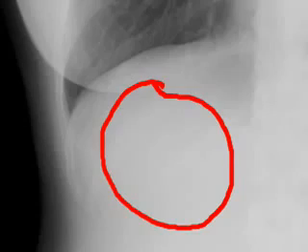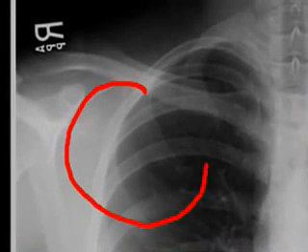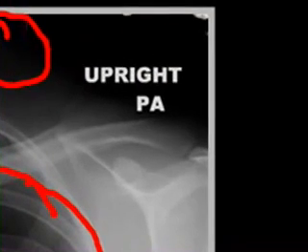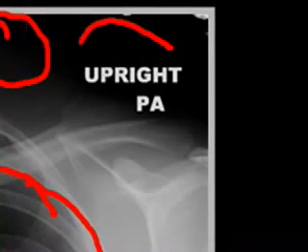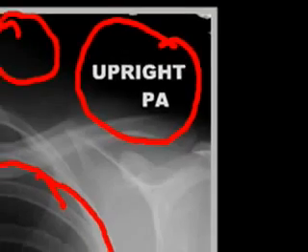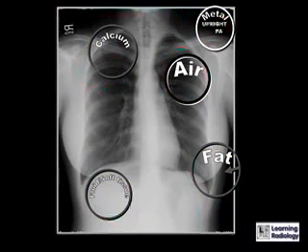We see bone or calcium density in the clavicle, scapula, and ribs. And there is metal density on this radiograph in the marker that the technologist places on the film to indicate that this is an upright PA film. So these are all 5 of the radiographic densities that we can see on a chest X-ray.